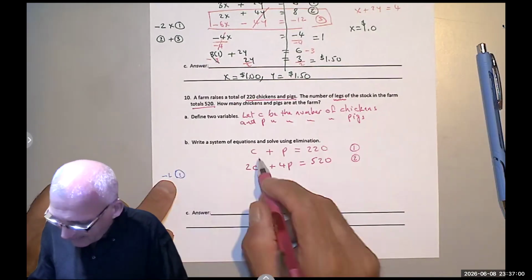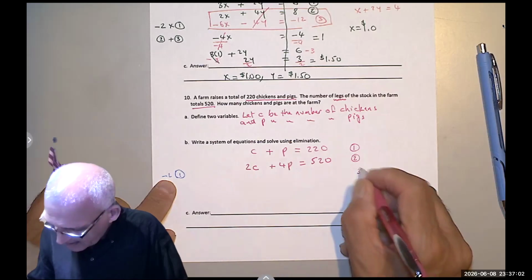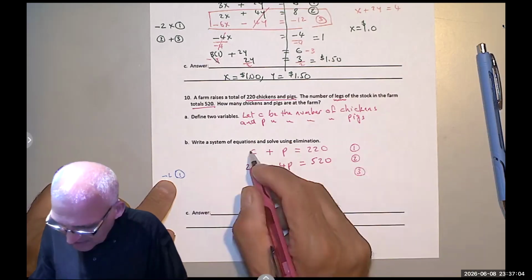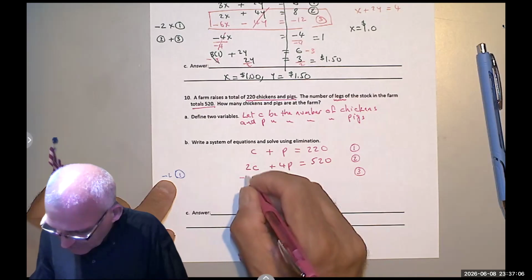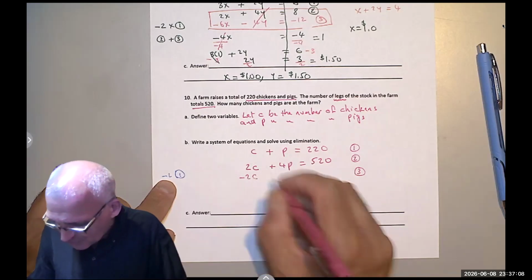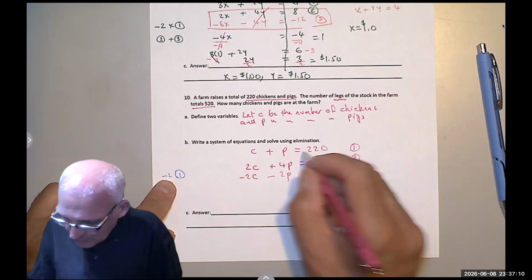So if I multiply the first equation by -2, C times -2 is -2C. P times -2 is -2P. 220 times -2 is -440.